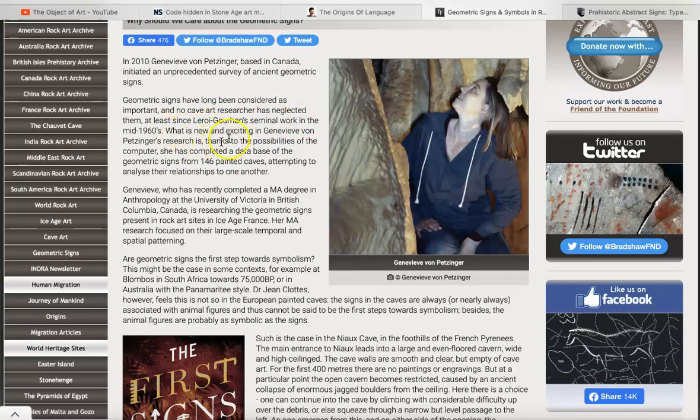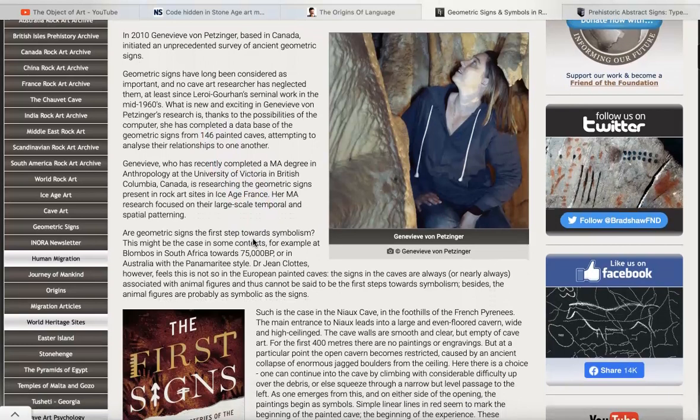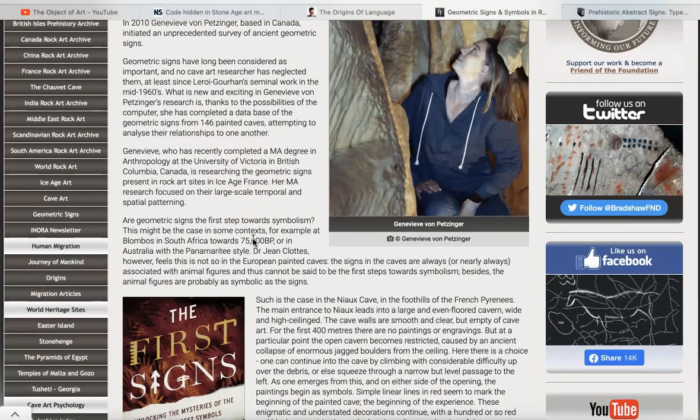What is new and exciting in Genevieve von Petzinger's research is, thanks to the possibilities of the computer, she has completed a database of the geometric signs from 146 painted caves, attempting to analyze their relationship to one another. Genevieve, who has recently completed an MA degree in anthropology at the University of Victoria in British Columbia, Canada, is researching the geometric signs present in rock art sites in Ice Age France. Her MA research focused on their large-scale temporal and spatial patterning.